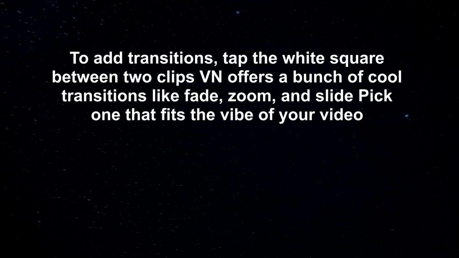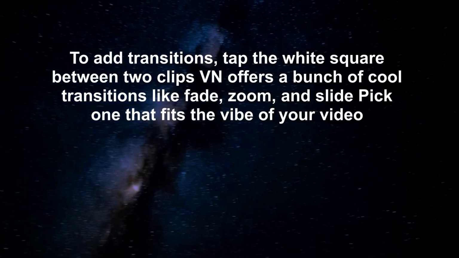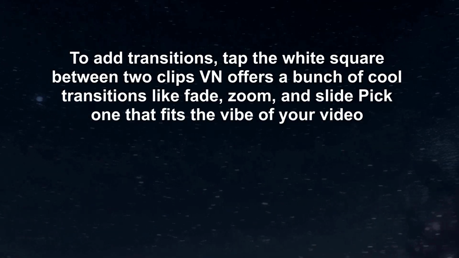To add transitions, tap the white square between two clips. VN offers a bunch of cool transitions like fade, zoom, and slide. Pick one that fits the vibe of your video.